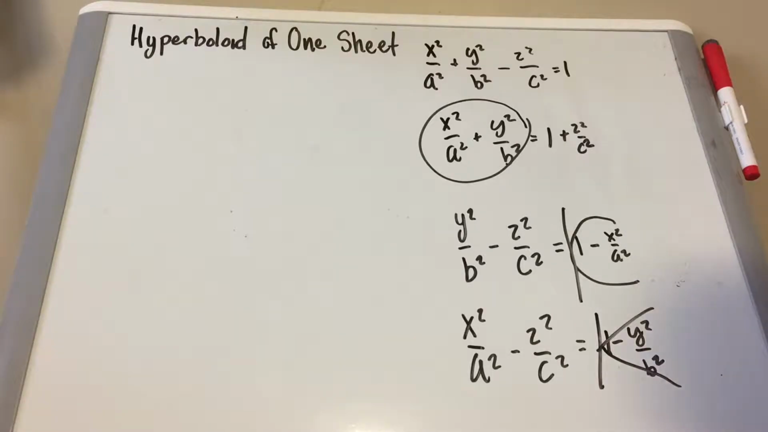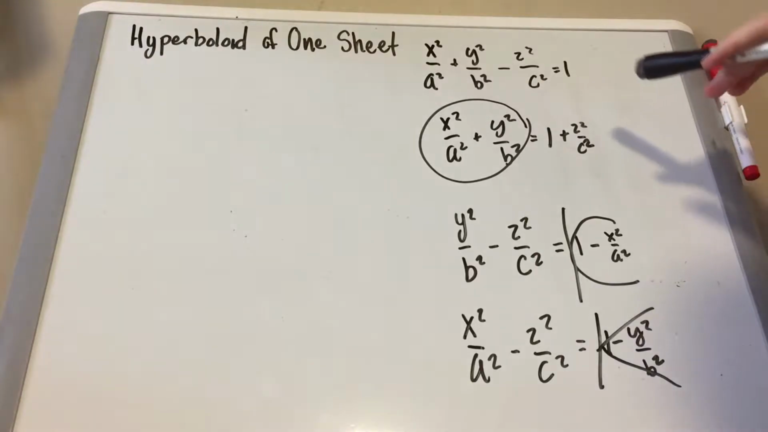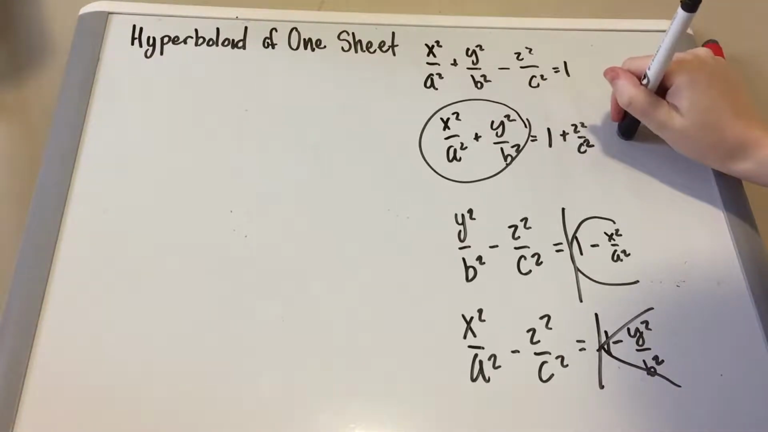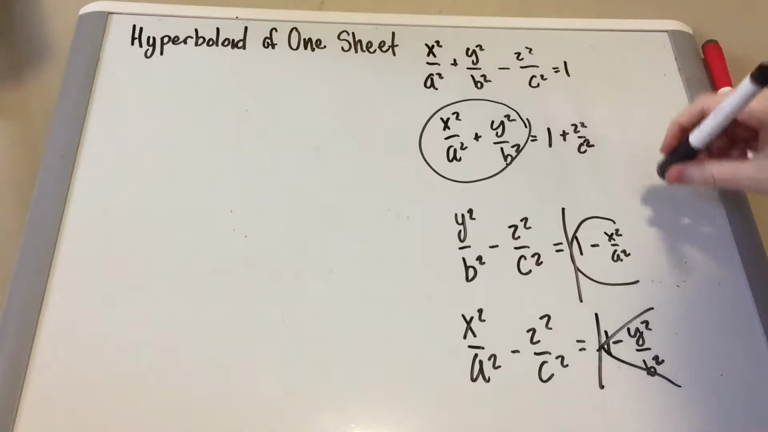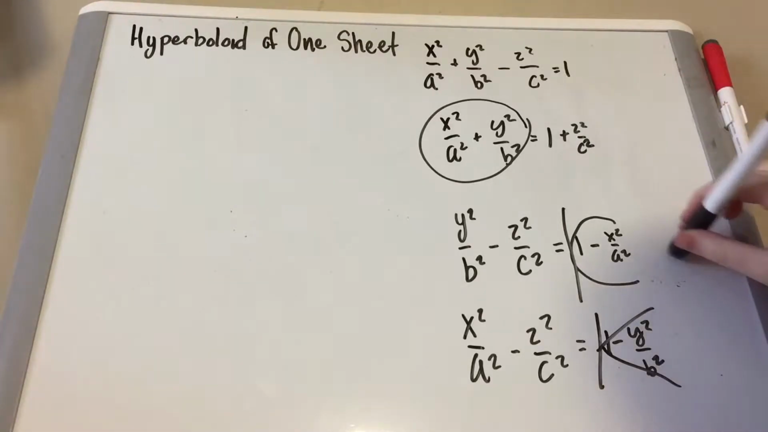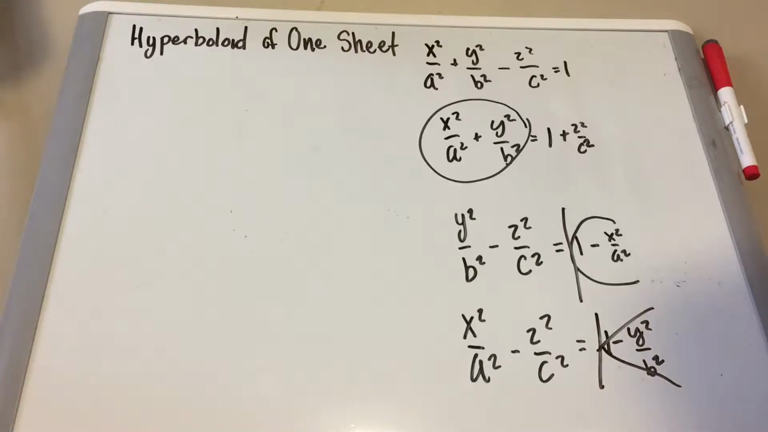And therefore, for the hyperboloid of one sheet, we're going to get a shape with horizontal traces that are ellipses and vertical ones oriented in the x or y direction that are hyperbolas.